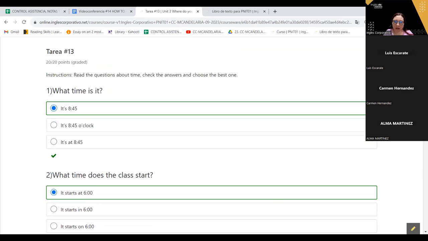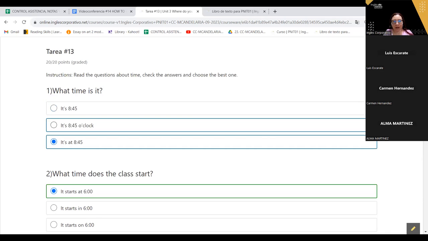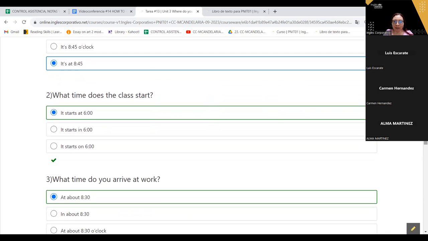Entonces, recapitulando. What time is it? ¿Qué hora es en el momento en que nos preguntan? It's o it is y la hora, right? Para especificar ahorita es esta hora. Okay. Si nos preguntan what time does algo start, it starts, right? O podemos repetir ese algo que nos digan, por ejemplo, what time does the class start? Yo puedo decir it starts at 6 o puedo decir the class starts at 6. Okay. Ustedes tienen las dos opciones.